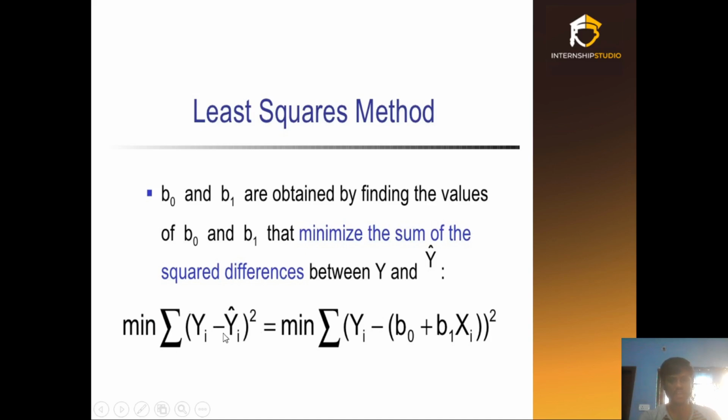So y minus y cap will be your error term, right? And if you do a square of it, it becomes your square difference or square error, and you are trying to minimize this. That is the reason it minimizes the sum of square differences. So you have to find your beta naught and beta 1 in such a way that this is the minimum value. And once you substitute, yi hat is nothing but the output from the linear regression line, so it will be beta naught plus beta 1 xi. So this is how we are going to take this.